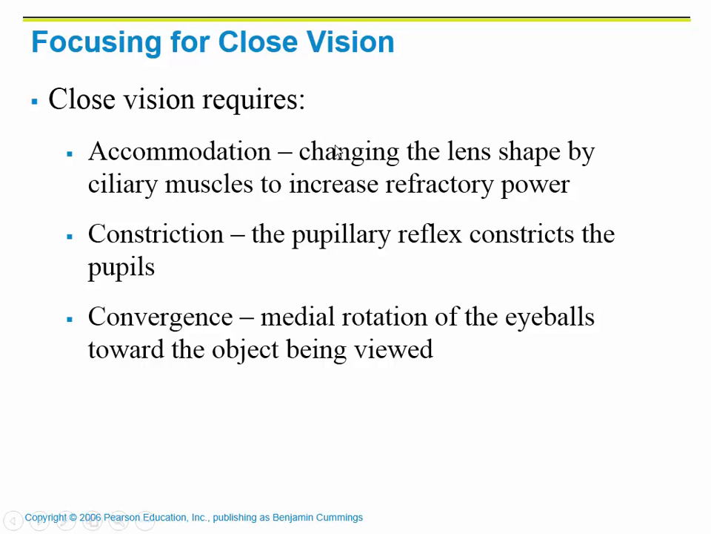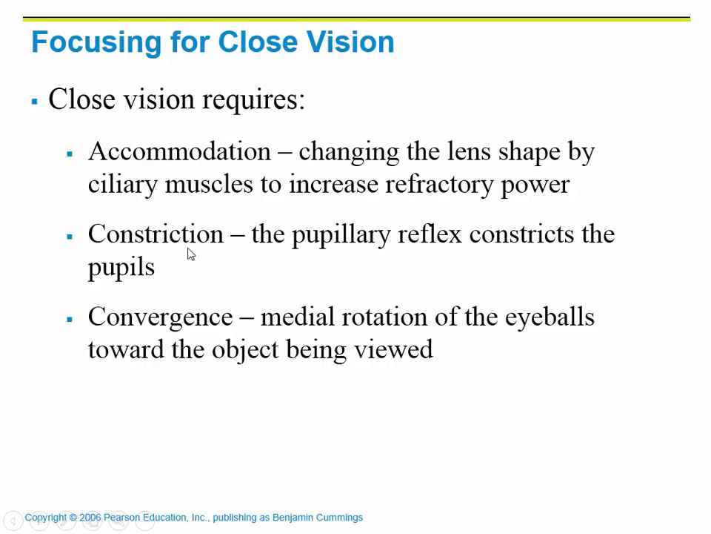Now, close vision requires a little bit more because you are trying to make sure that your eyes are focused on the same thing. And so you have to actually rotate your eyeballs medially. We call that convergence. You also have to accommodate. That means that the lens shape actually has to change. And we have these little ciliary muscles that are allowing for the shape of the lens to change depending on further distance or closer up.